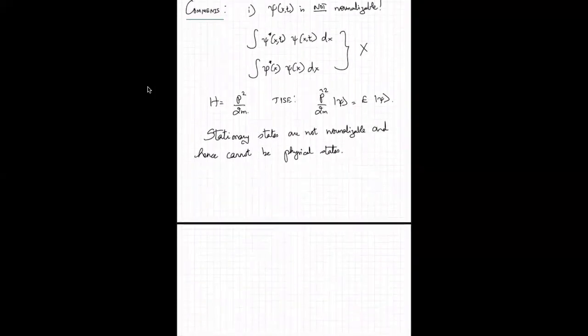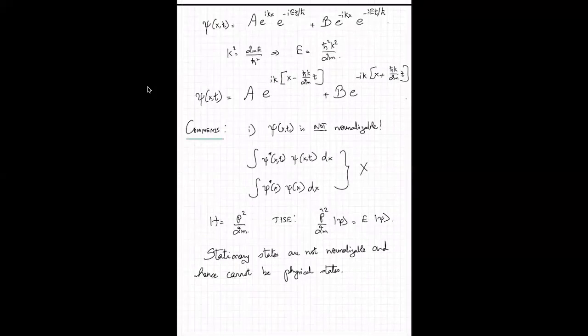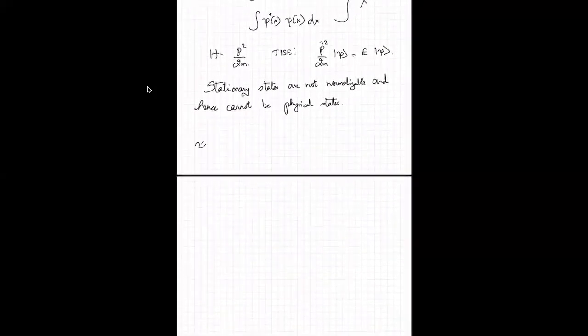Now k can be positive or negative. In this way of writing, I've assumed that k is manifestly positive, but I can combine both of these solutions into one single solution. Psi of x comma t is a e to the exponential ik times x minus h bar k over 2m times t.